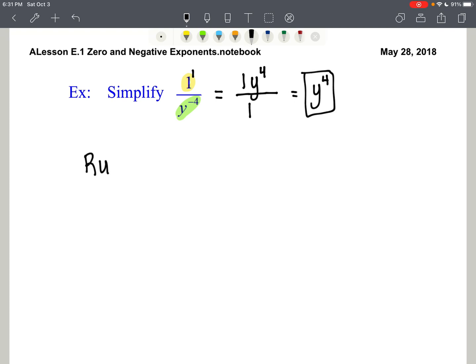So a new rule that we can write down is that if you have 1 over a to the negative n power, remember that a cannot equal 0, then that's the same thing as a to the n power.